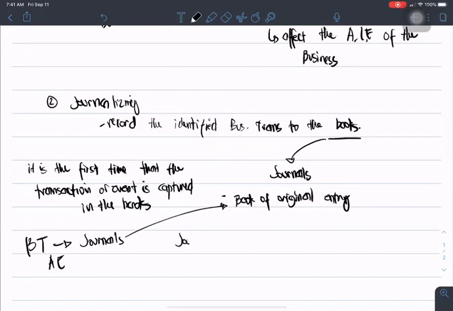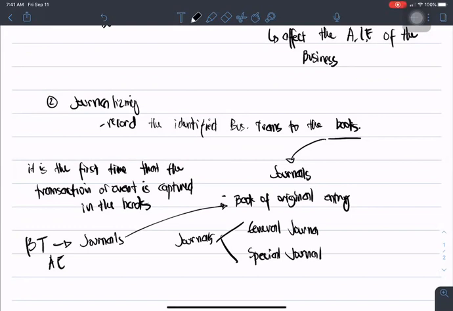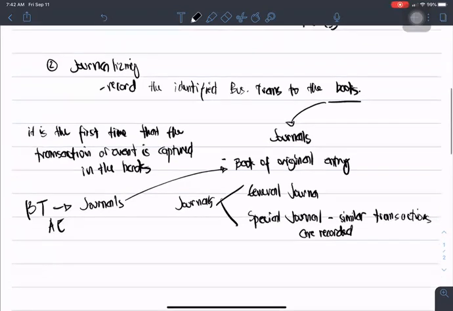Now, when we talk about journals, there are two types of journals: it can either be a general journal or a special journal. So what is a general journal and what is a special journal? We first go with the special journal. A special journal is used to record transactions of similar nature. So only similar transactions are recorded. In a special journal, we group the recording per transaction.